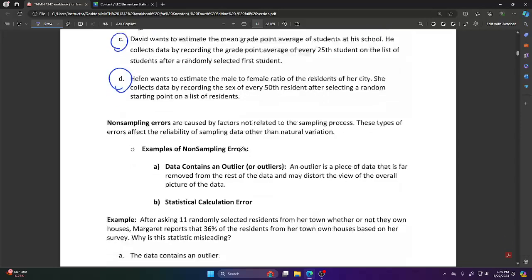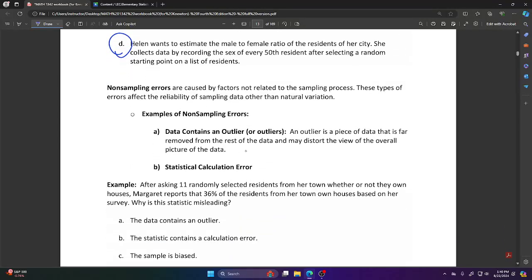All right, cool. So non-sampling errors caused by factors, this and that. Main thing here that I want to point out, this is all fine, is the word outlier. This is probably the biggest one that we want to talk about. So an outlier is a piece of data that is removed from the rest of them. Just as an example, I'm just going to do an example here.